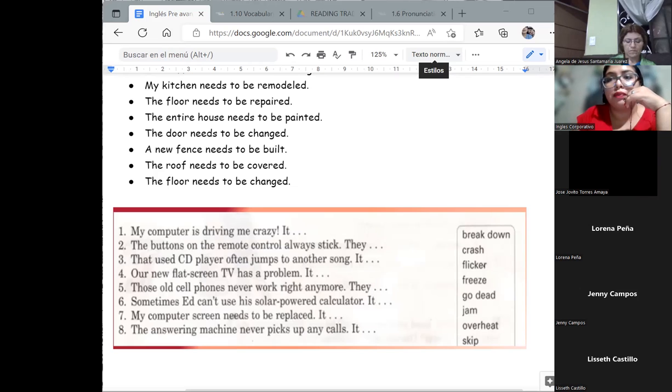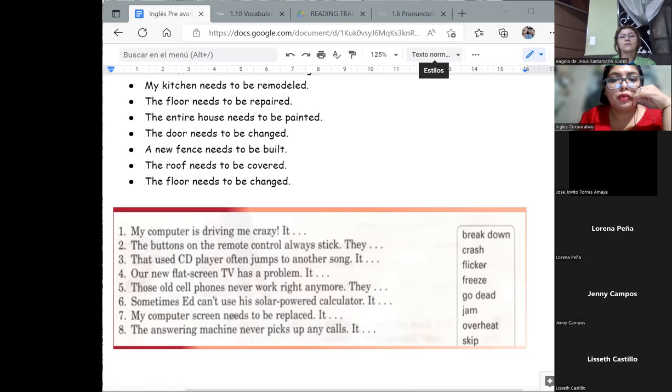Maybe the TV screen has something wrong, but we can have different options. For the number five, what is the word that you think is the best option? Breakdown. Good, we can use breakdown also. For the number six, sometimes Ed can't use his solar powered calculator. Overheat. Good. Number seven. Flicker. We can say flicker.